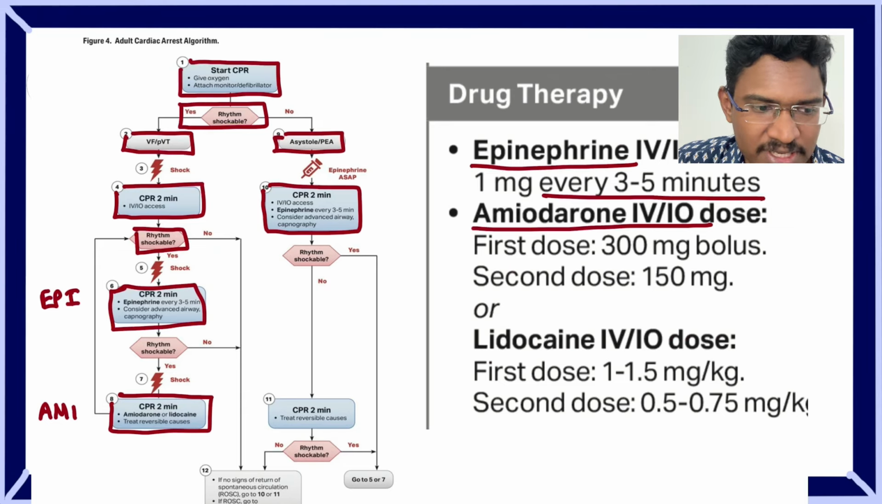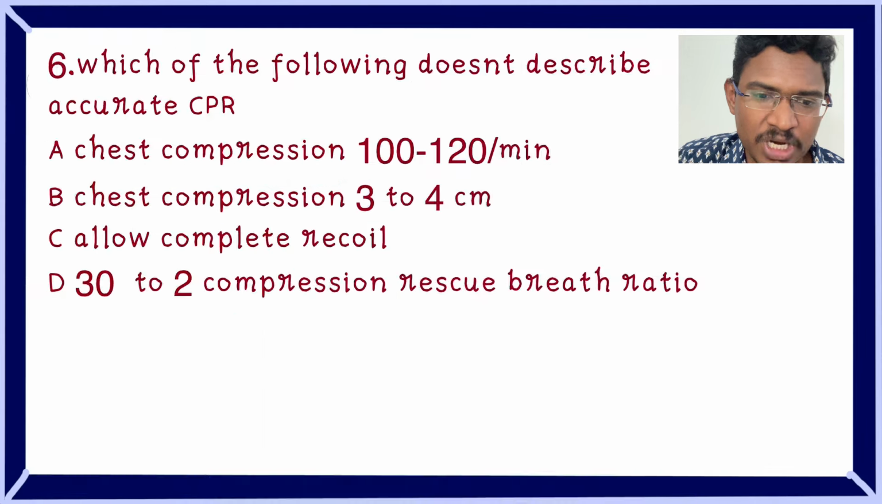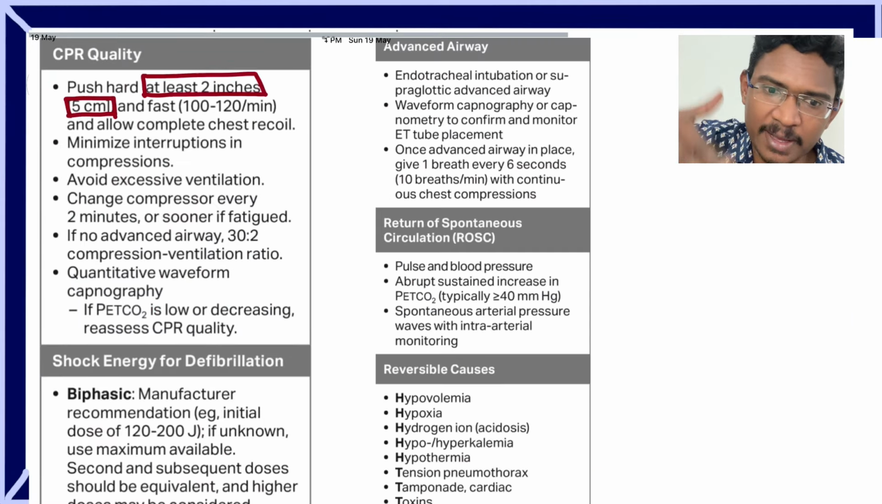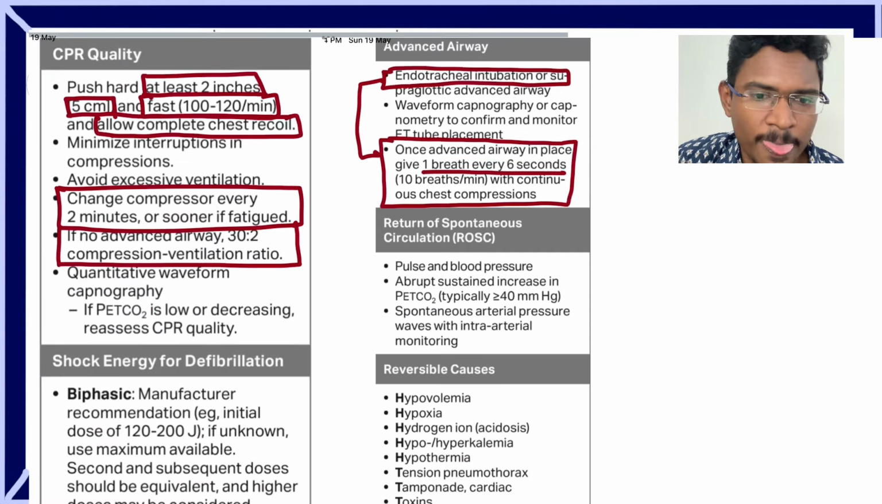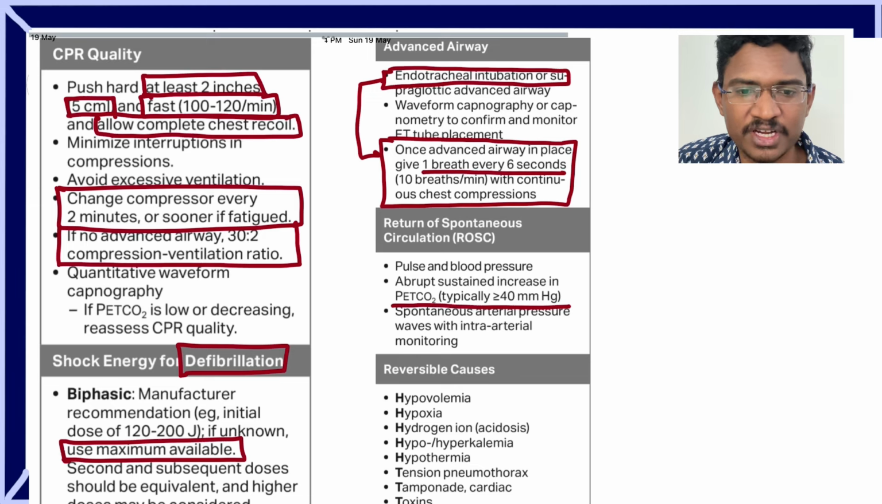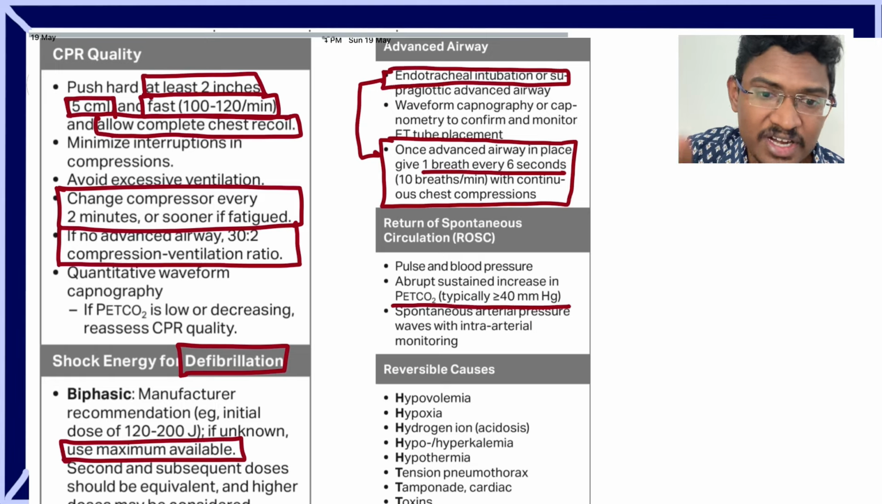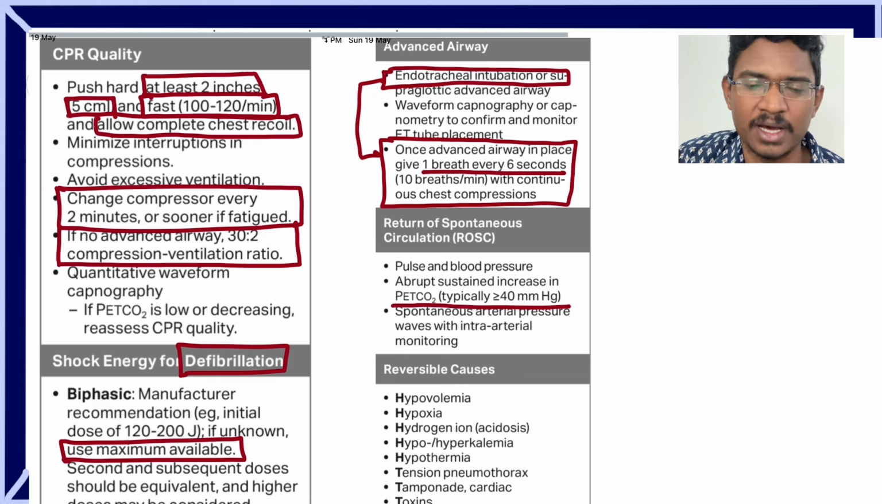Next, we saw the guidelines on how to give effective CPR. Push hard and push fast. Push hard means at least 5 centimeter depth should go. And push fast, meaning 100 to 120 per minute. This is the rate of your compression. Next, what we saw in this was advanced airway. If it is in place, then your breath should be 1 for every 6 seconds, meaning 10 to 12 per minute. Respiratory rate should be 10 to 12 per minute if you have intubated the patient, if advanced airway is in place.